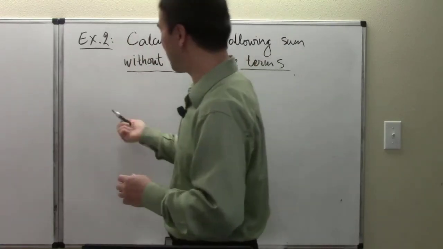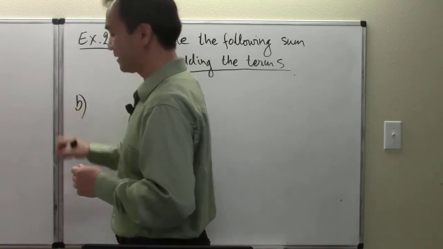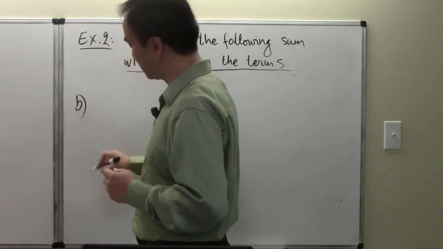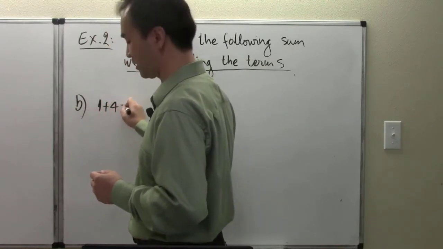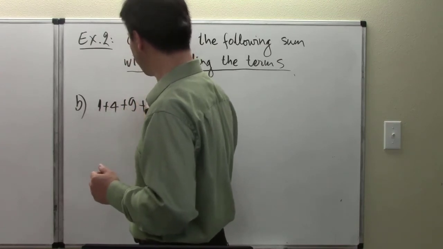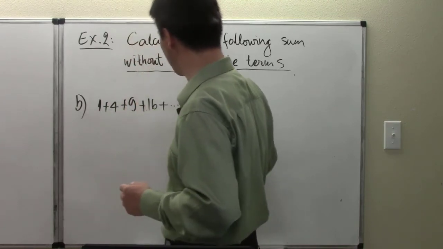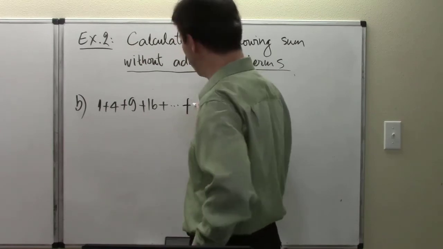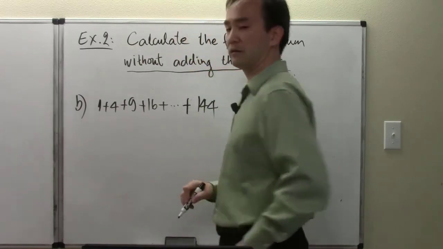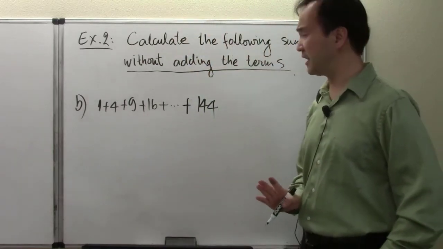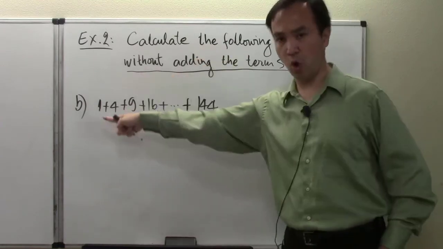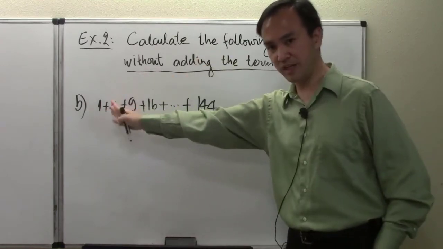All right, so part B, the sum looks as follows. 1 plus 4 plus 9 plus 16, and I don't know how much further it's going to go. The last term has value 144. Okay, and so now with a sum like this, let's calculate the final sum without adding up all of these.